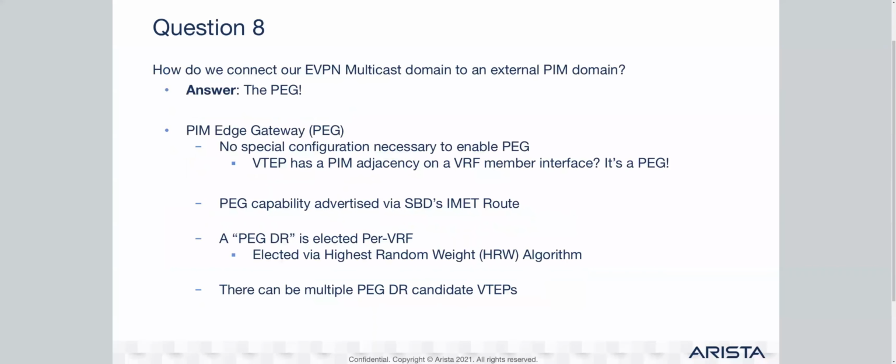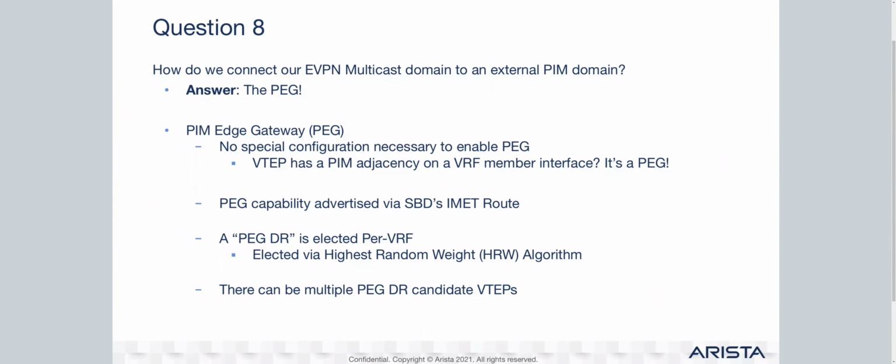All right. So this is the last question, guys. And I'd say we're doing pretty good. So this one is, how do we actually connect this EVPN multicast domain to an external PIM domain? And as we saw, the answer is the PEG, the PIM Edge Gateway. We'll see that to configure the PEG, there's really not much needed in the way of any special configuration like PEG on. That's not really a thing. Really, if the VTEP has a PIM adjacency on a VRF member interface to the external PIM domain, it's a PEG. And it will advertise that PEG capability via the type 3 route.